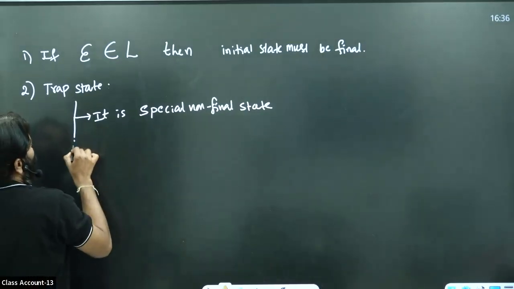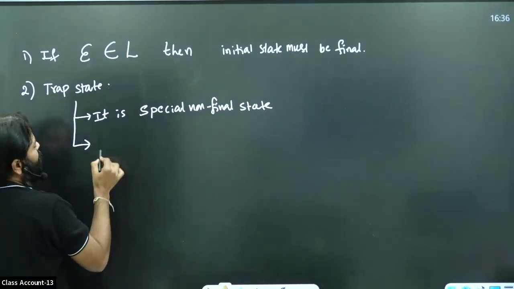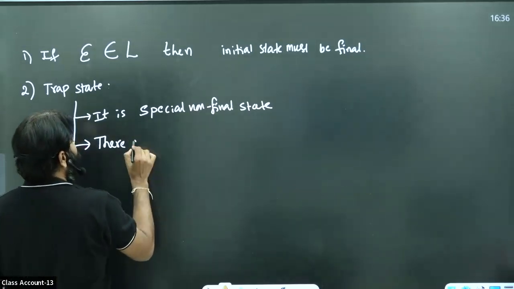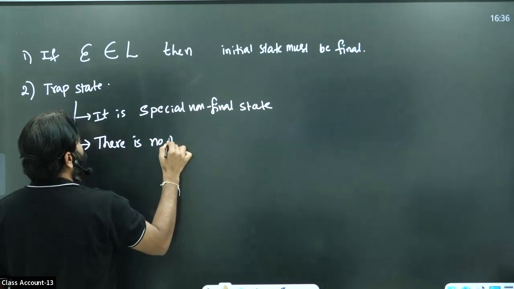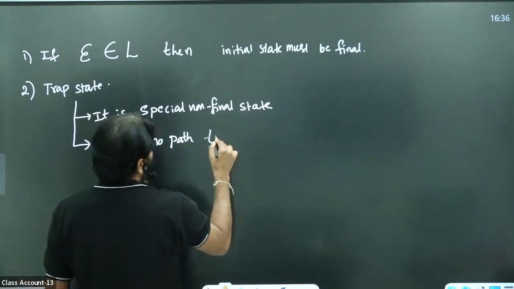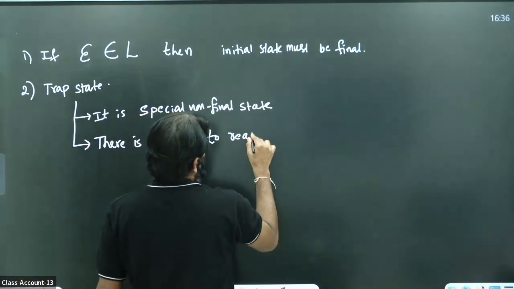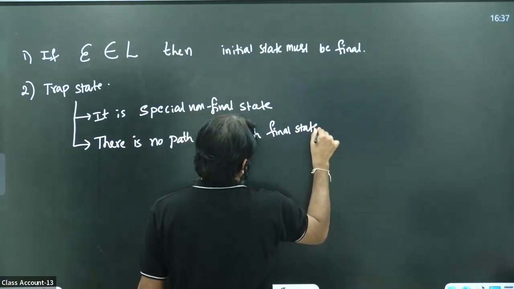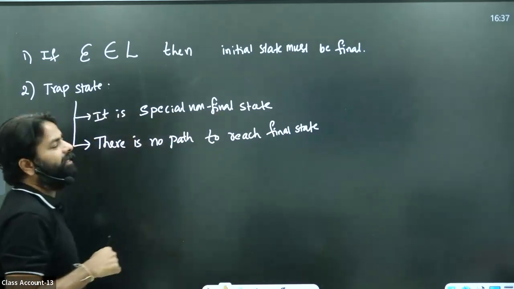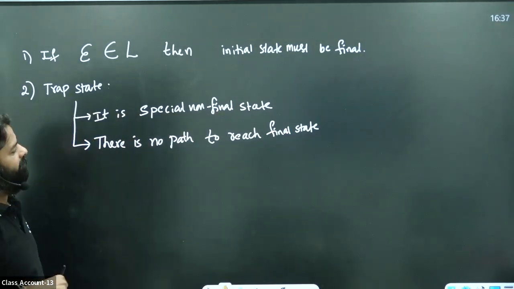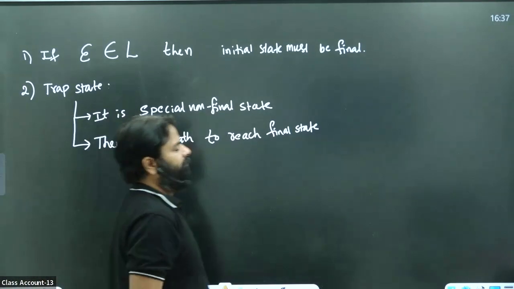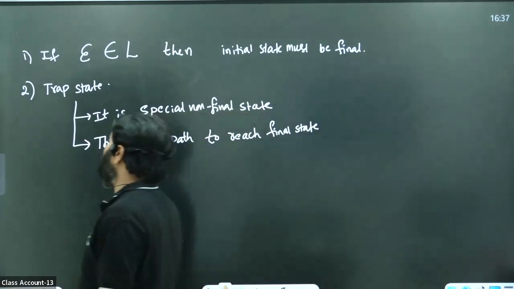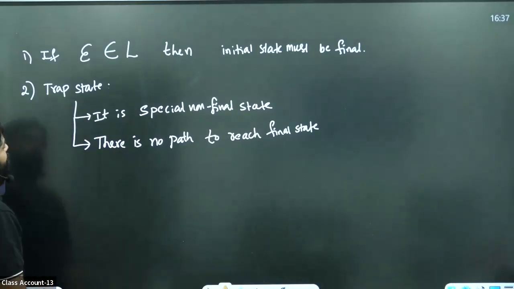Right. And why we call it a trap state, even though it is non-final? There is no path to reach a final state from this trap state. Once you go to the trap state, you will always be there in non-final. It's impossible to reach final by reading any combination after that.